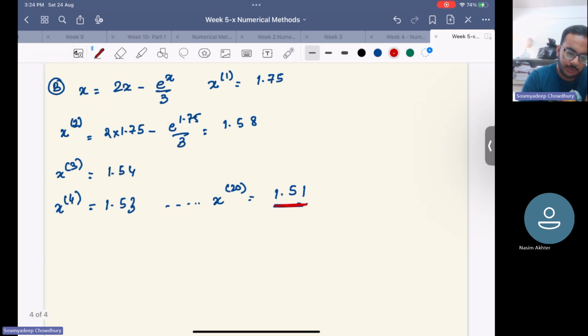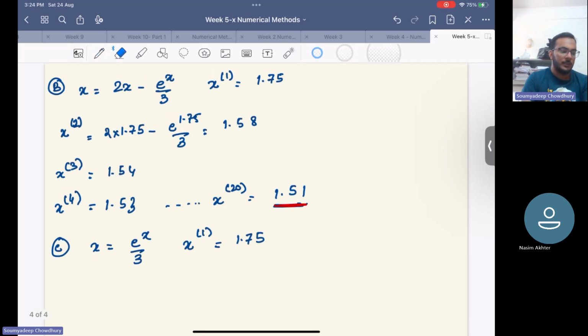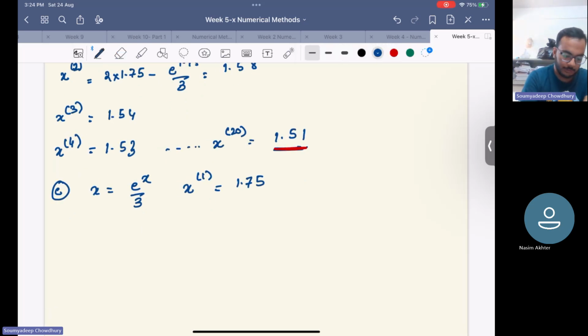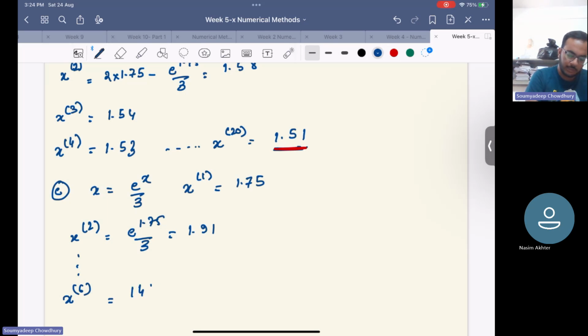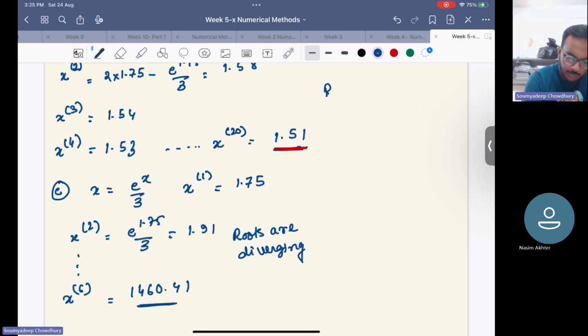So one more example I'll show you where it is not converging. Suppose I use the first form, right? So it was x equal to e to the power x by 3. And suppose x1 is given as 1.75 instead of 1.25. If you do this, after 5 or 6 iterations, you will see that it is diverging. So if you see here, the roots are diverging. Here it was converging, right?